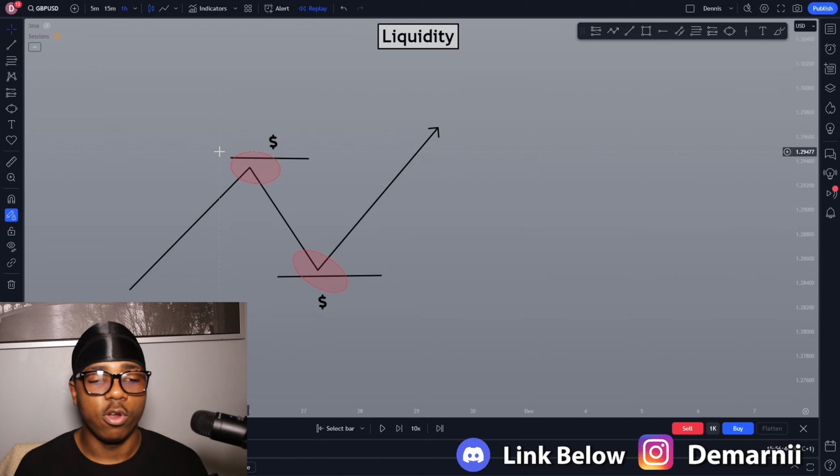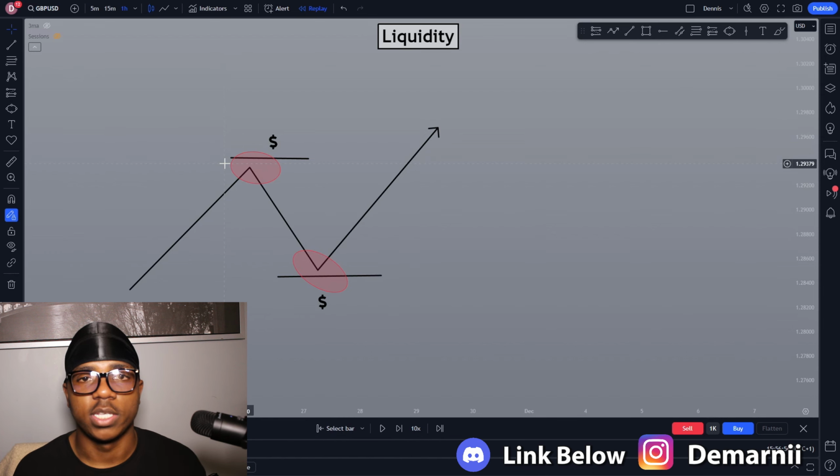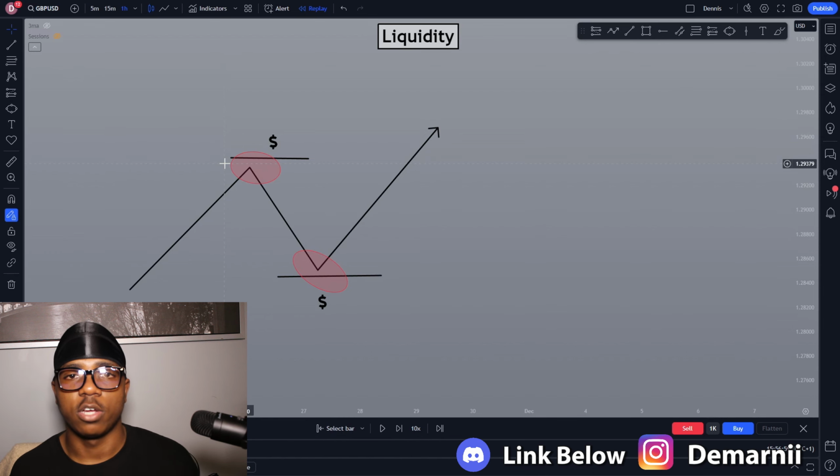Now, the reason why we look for liquidity areas is because price always tries to take out these areas. Banks and institutions target these areas because a lot of amateur traders tend to put their stop loss above or below liquidity or right next to liquidity. So banks will target these areas, stop out a lot of traders, then push price in the direction that they actually want to take it.